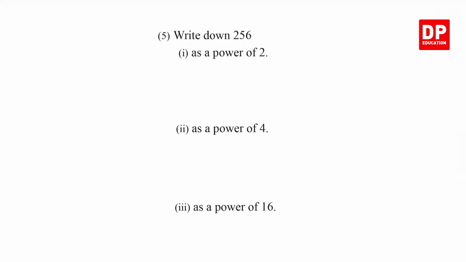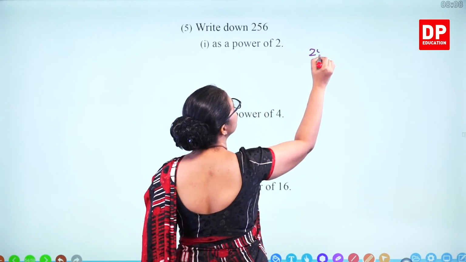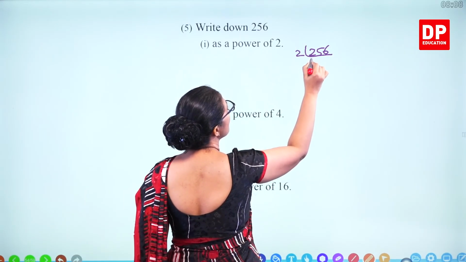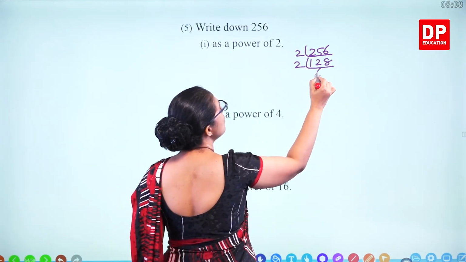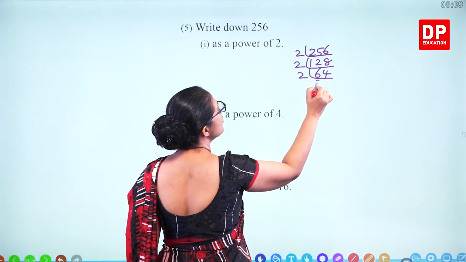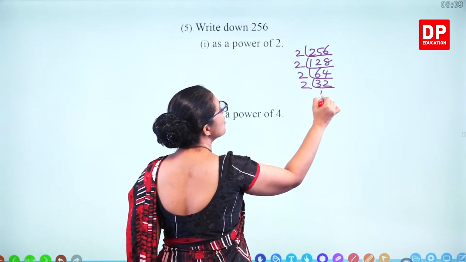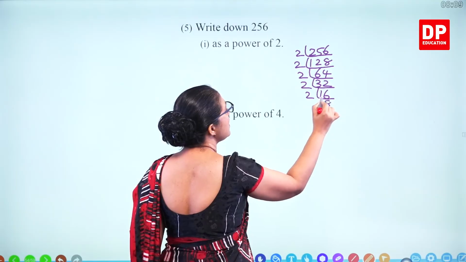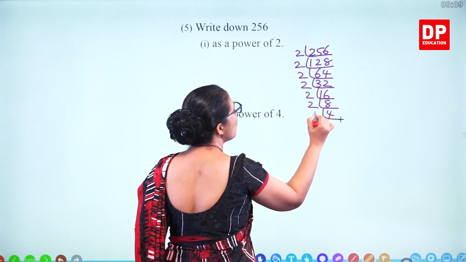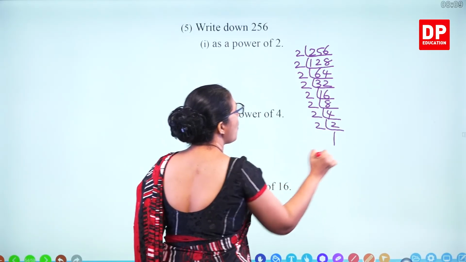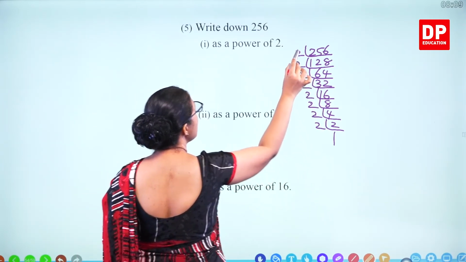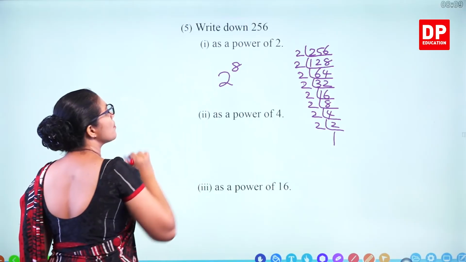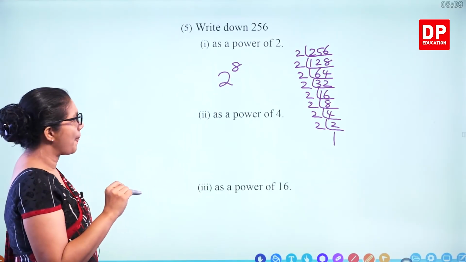Write down 256 as a power of 2. You divide by 2. You get 128. Divide by 2, 64. Divide by 2, 32, 16, 8, 4, 2, 1. How many 2s are there? 1, 2, 3, 4, 5, 6, 7, 8. 2 to the power of 8.